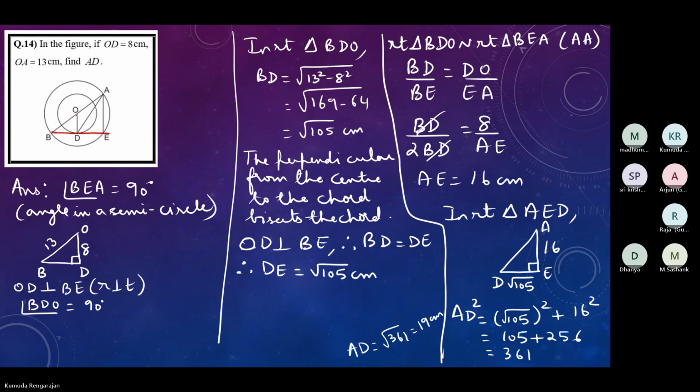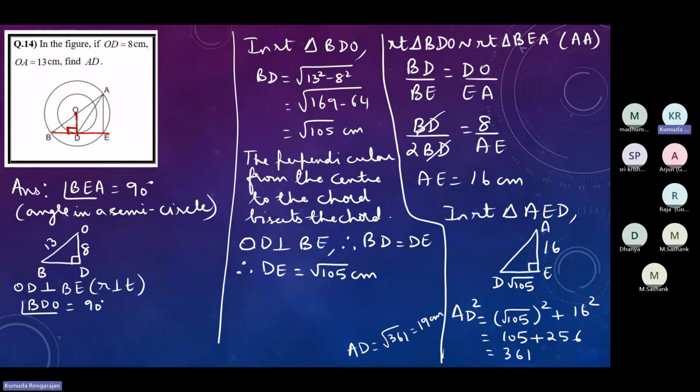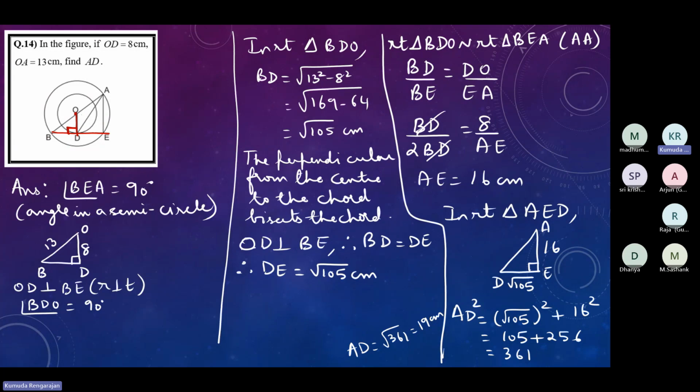BE is a tangent, OD is a radius. So radius, tangent, perpendicular. So we have 90 degrees here. Now OD is the perpendicular from the center to the chord BE, so it bisects the chord. BD is equal to DE. So what is all that we have gathered? Angle in a semicircle is a right angle. So this is 90. And this is 90 because radius is perpendicular to tangent. And also BD is equal to DE because the perpendicular from the center to the chord bisects the chord.